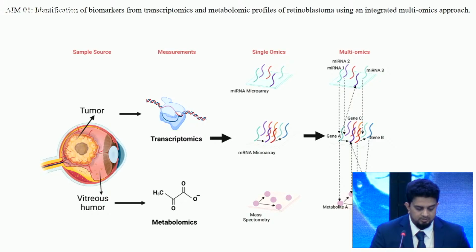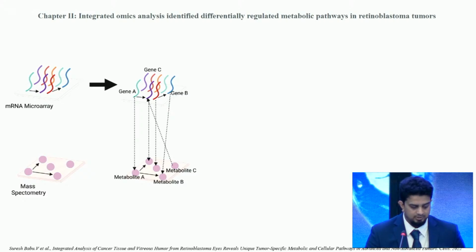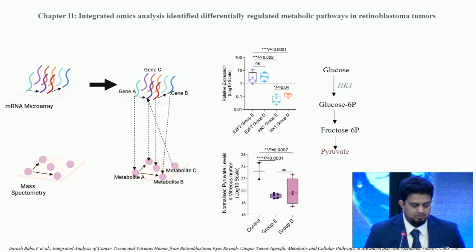Using this concept, chapter 2 of the thesis identified a key novel association in the retinoblastoma tumors, where combining mRNA microarray and mass spectrometry, the mRNA microarray identified significantly regulated genes in retinoblastoma tumors, where E2F2 was one gene which was upregulated, and hexokinase was one gene which was severely downregulated. And in the mass spectrometry, we found the pyruvate metabolite to be significantly downregulated in retinoblastoma vitreous humor compared to pediatric controls.